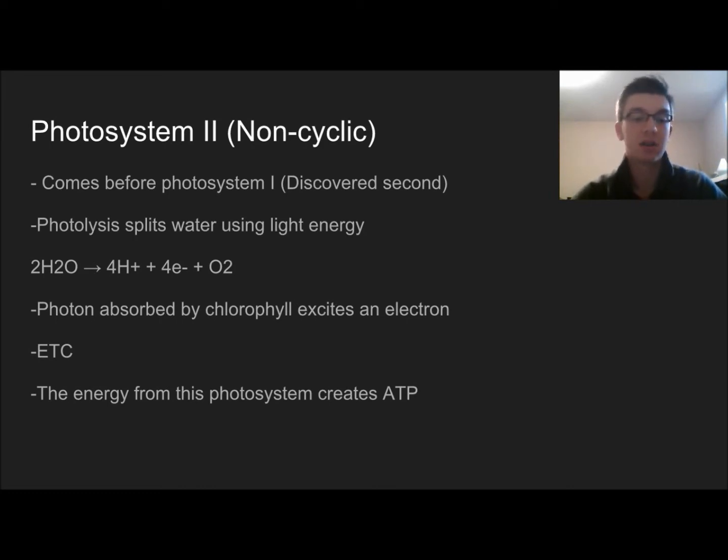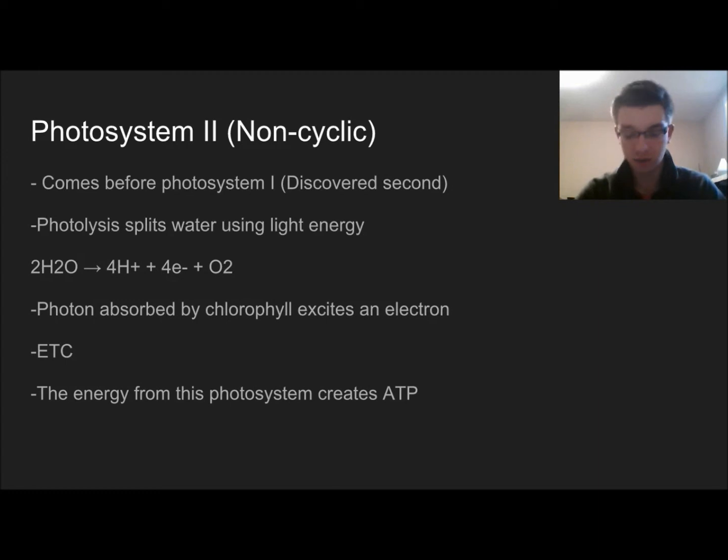So how it actually starts off is a photon is absorbed by chlorophyll. And what this does is it excites an electron so much that it goes down an electron transport chain. What this electron transport chain does, it's the same one that happens in cellular respiration, is it moves hydrogen ions across their gradient. And this creates ATP because they try to diffuse back across the membrane, and they go through ATP synthase, which causes the creation of ATP, which is then moved on to the Calvin cycle.